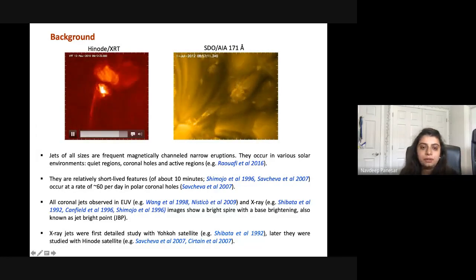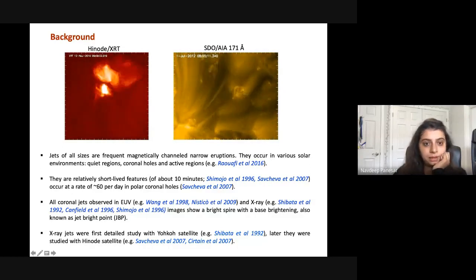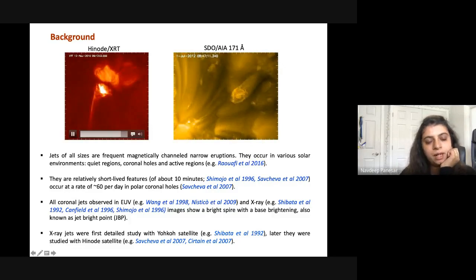Jets have often been observed in extreme ultraviolet images and in X-ray emission. They show a bright point at an edge of the base during the eruption. For example, in this jet, you can see this brightening is a jet base bright point. You can also call them base brightenings or bright points. And next to the base brightening, there is always a jet spire, this one.